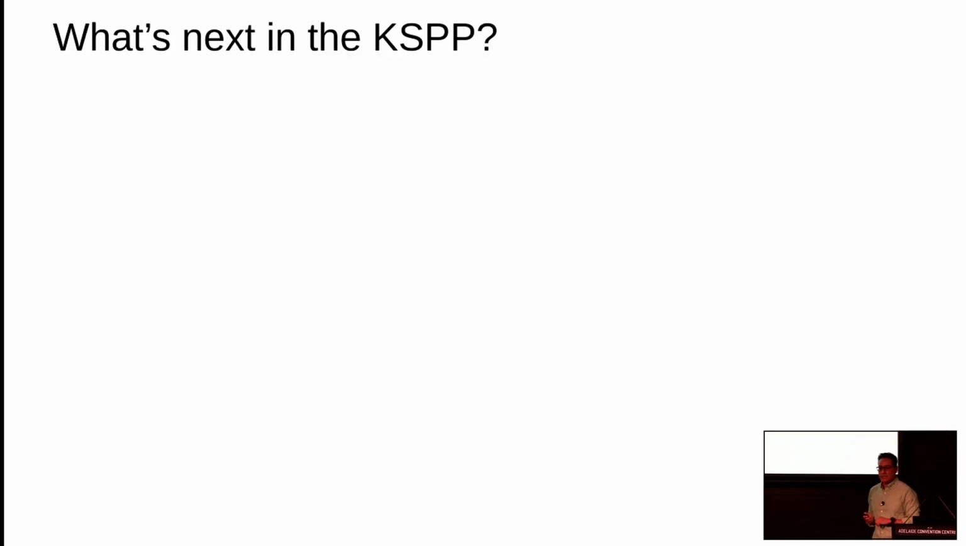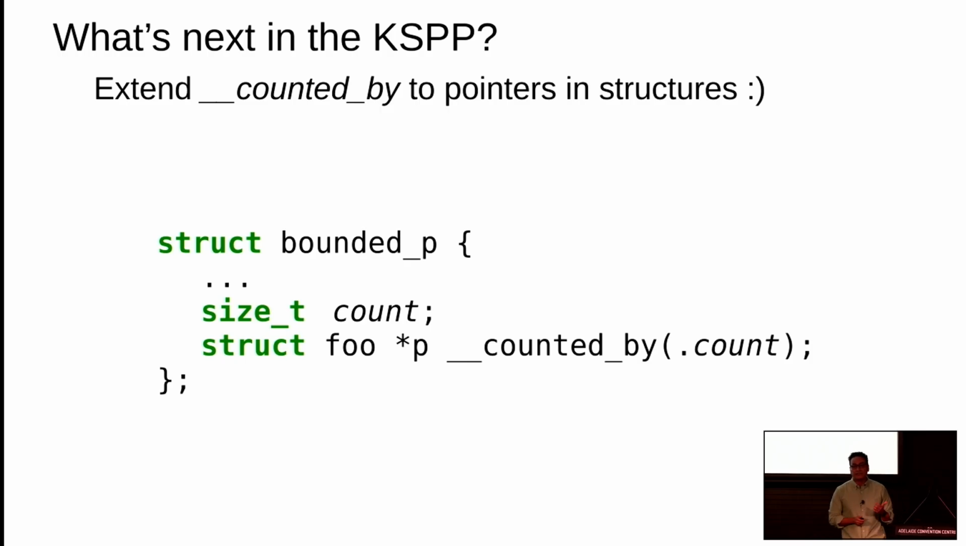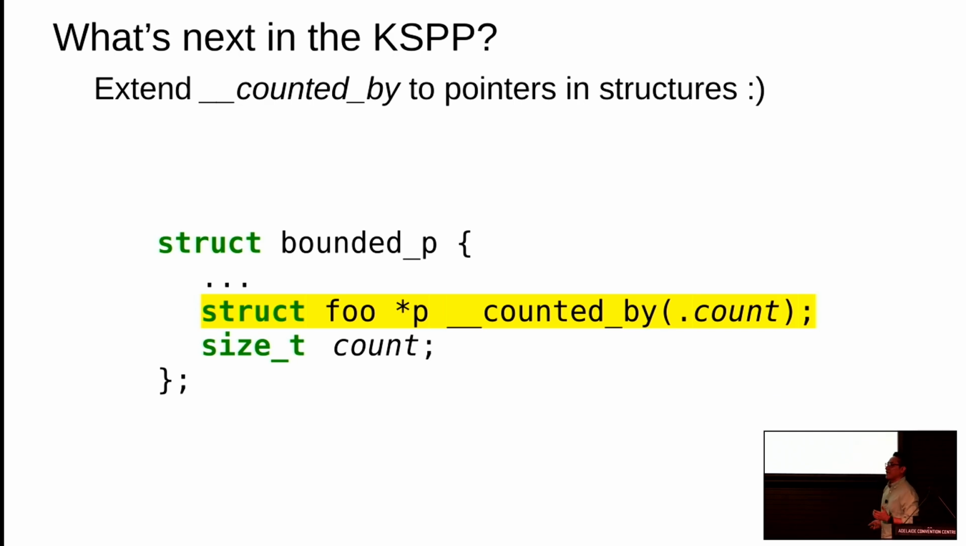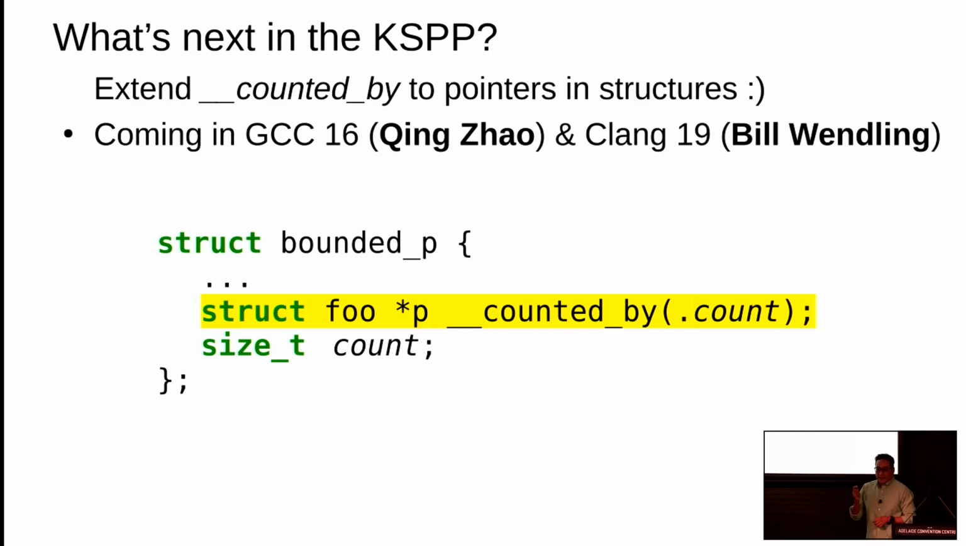Okay, let me go quickly. What is next in the Kernel Self-Protection Project? The counted_by attribute is going to be extended to pointers now. That is amazing. So now we can link the counter member to a pointer, and through that, add bounds checking at runtime on pointers. However, on pointers, we don't necessarily have to place the pointer at the end of the structure. It's a pointer, it can be anywhere. And this is under development.